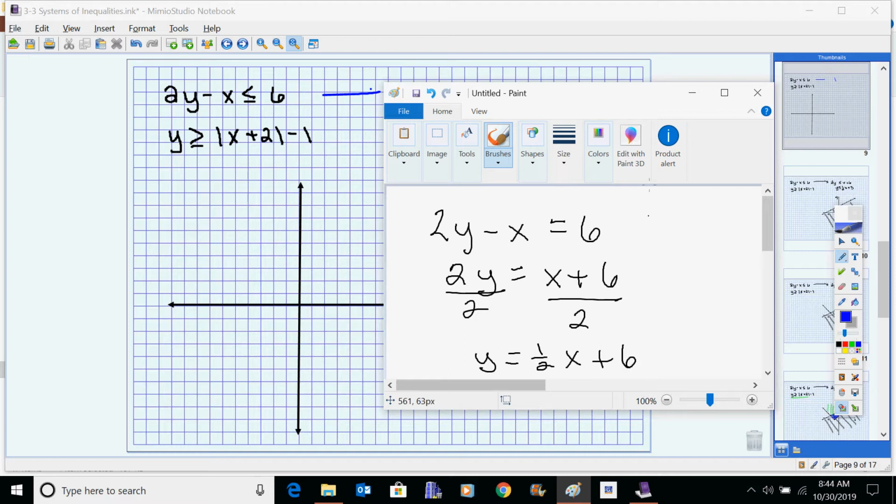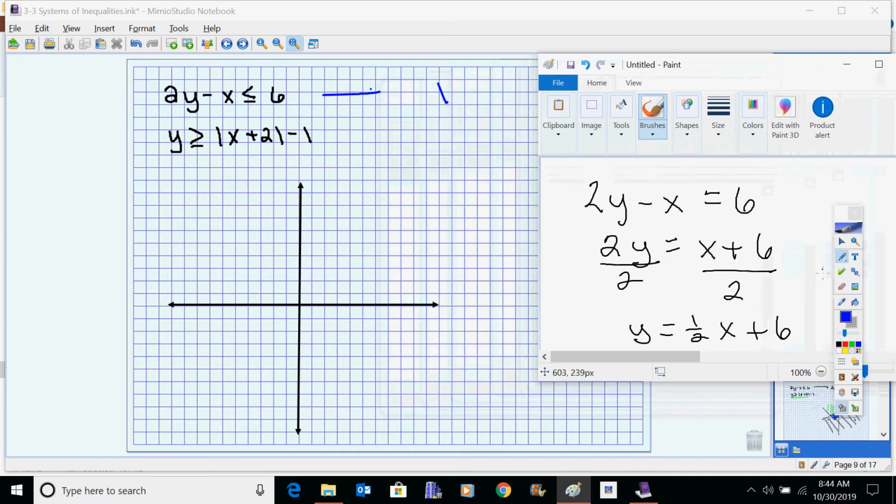And then you graph that one. It's not plus 6, it's plus what? Plus 3. Okay, and this is going to be a 3. It is going to be still less than or equal to. And we didn't divide by a negative, so we're okay. We'll still be less than or equal to, so it's good.